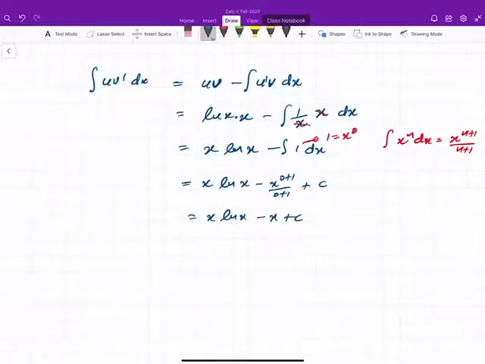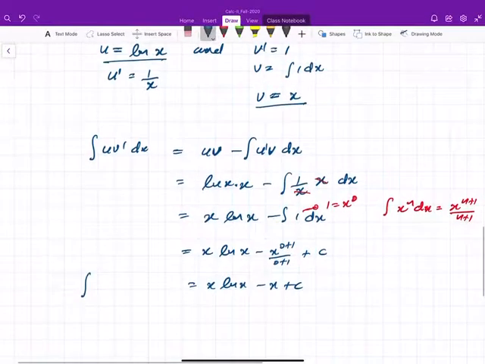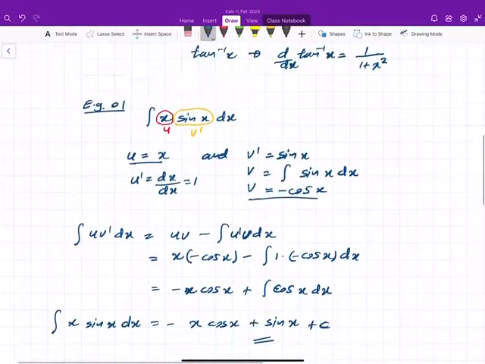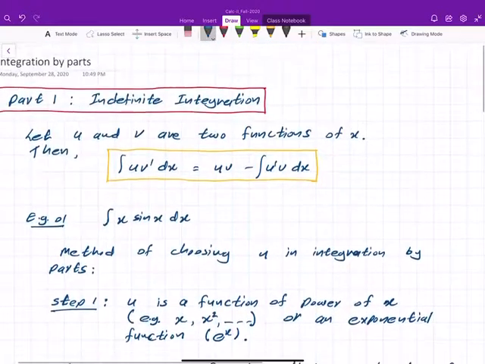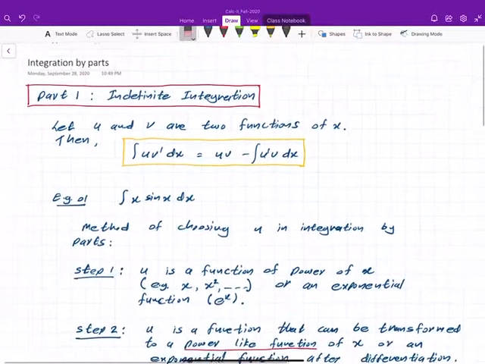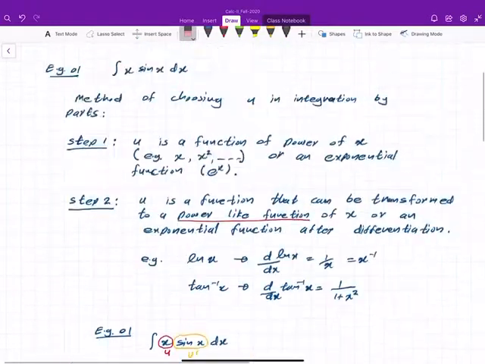So this is the solution for the next problem, where what we have done is we integrated ln x dx. Alright, so that is the solution for the next problem. So we have discussed two problems in this first part. In the first part we discussed indefinite integration. Now we are moving to the definite integration. Okay, part 2, definite integration.